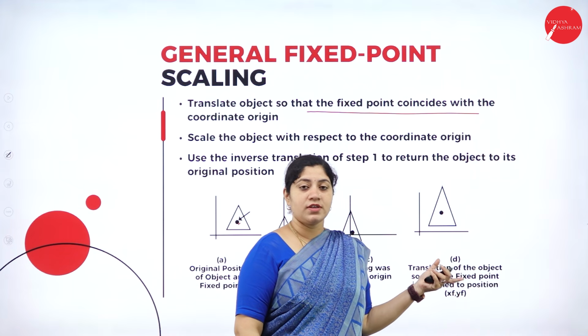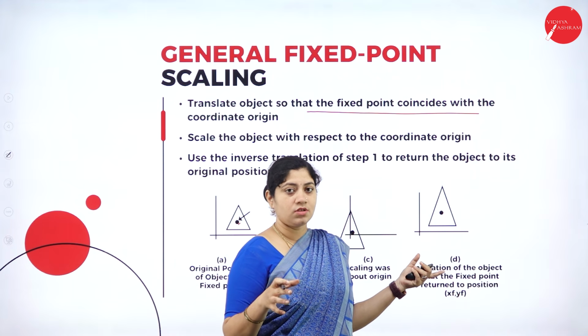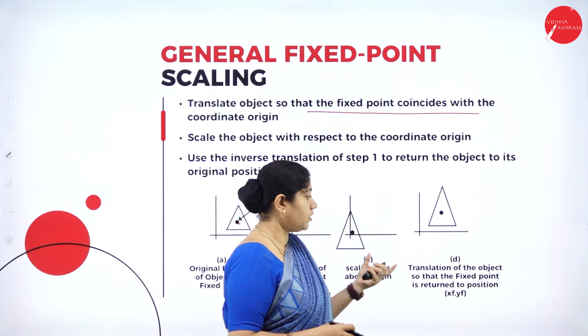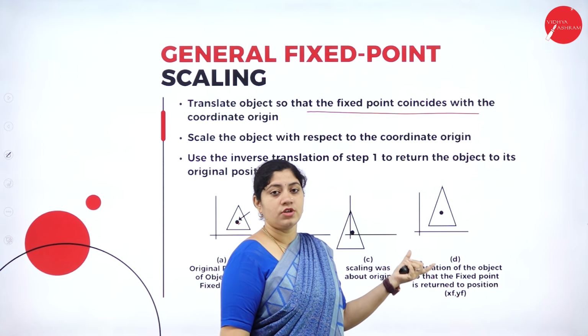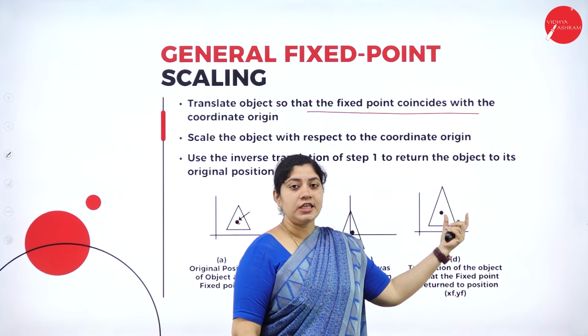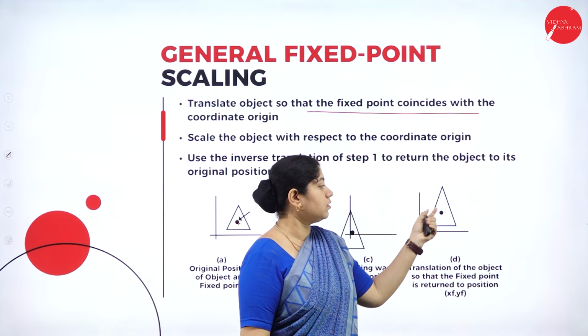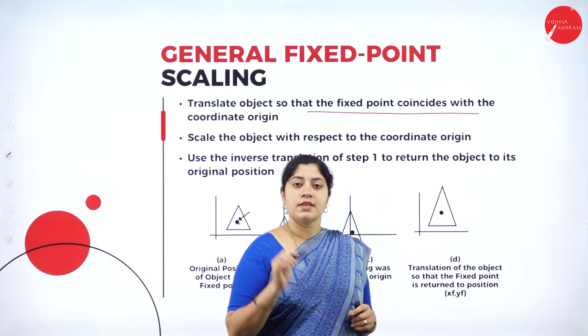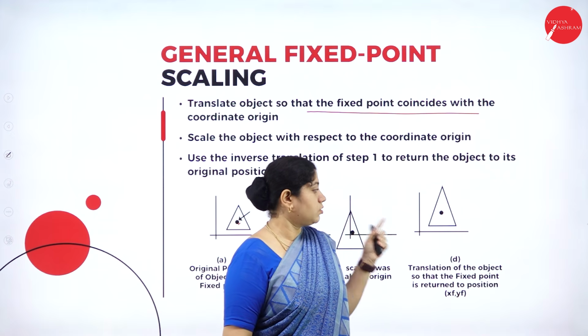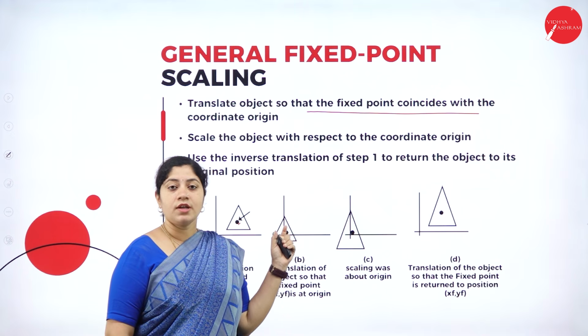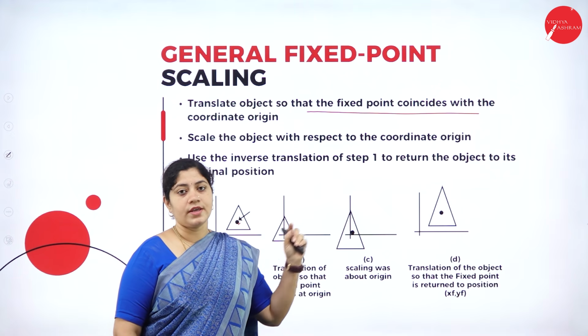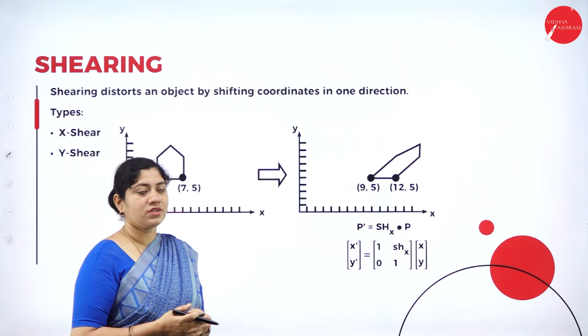And up next, finally, we do the inverse translation in order to shift that object from the origin back to its initial position, with the fixed point placed in its initial position. So this is a general fixed point scaling. All right, let's move forward.